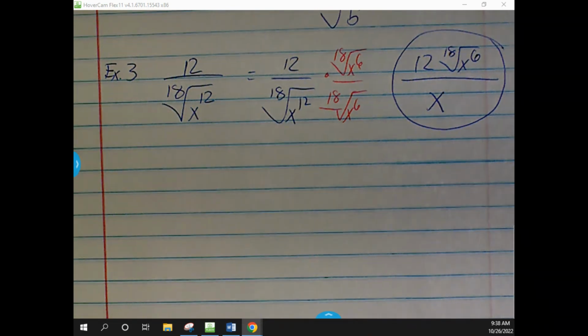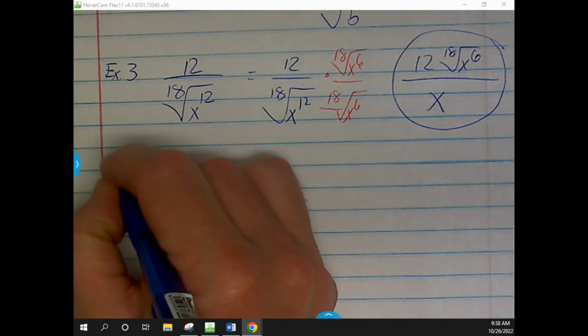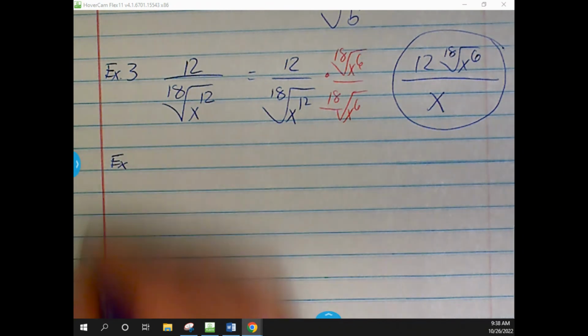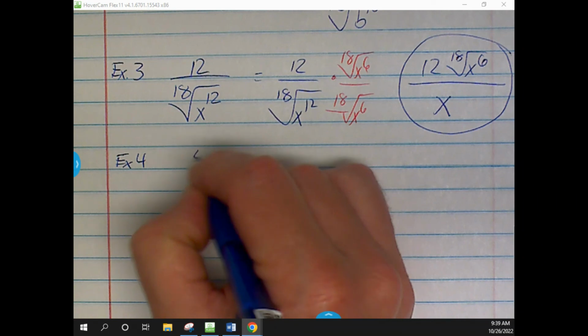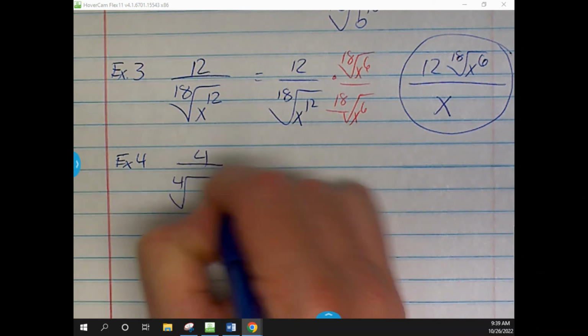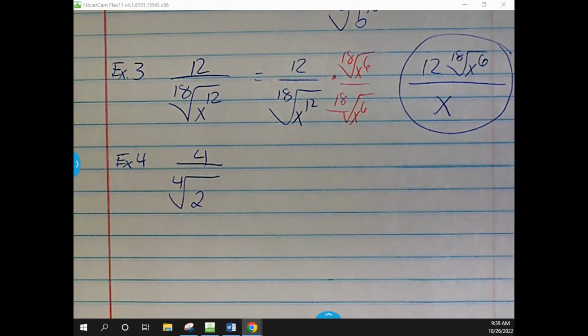All right, now, sometimes with the numbers, I'll give you one more with numbers here. This will be the last one we'll do for the rationalizing. So you've got 4 over the 4th root of 2.